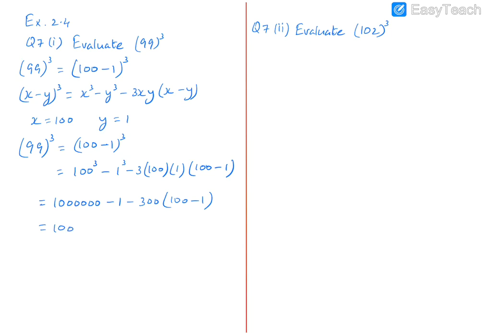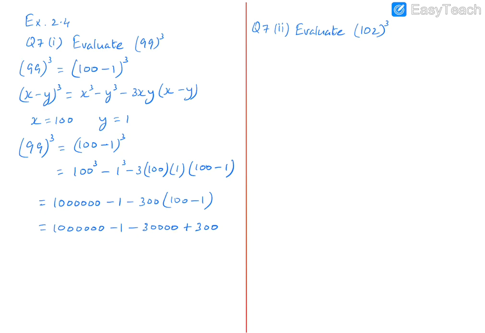So we'll get, so that's 10 lakh. So 1, 2, 3, 4, 5, 6. So 6 zeros. Minus 1 minus 300 into 100. So that will be minus 300 into 100. So that's 4 zeros. And then the last term is minus 300 into minus 1. It will become plus 300. So plus 300. So now we have 1,300,000. So that's 10 lakh and 300 minus the sum of this.